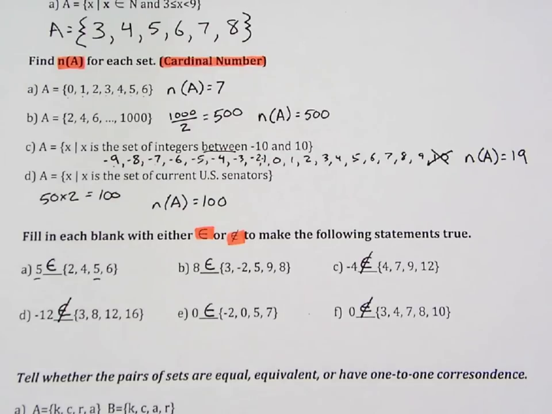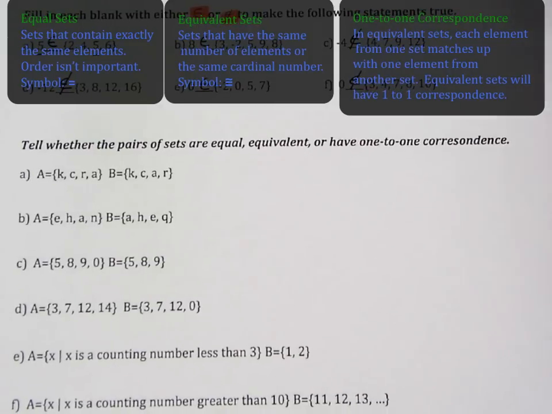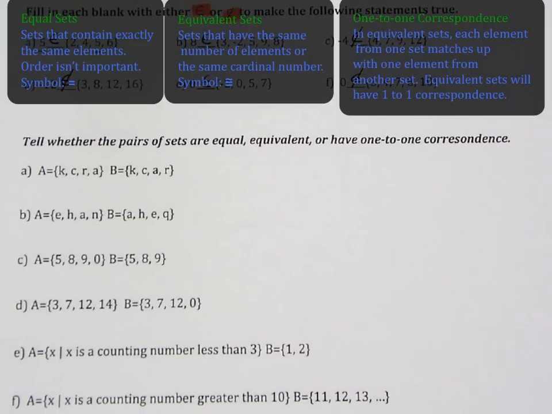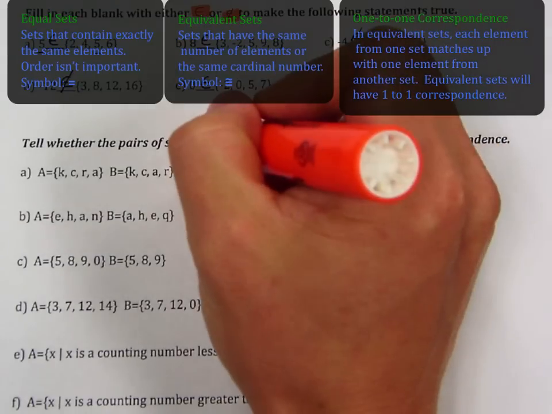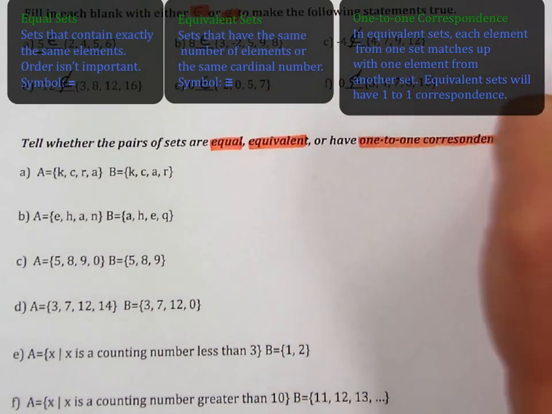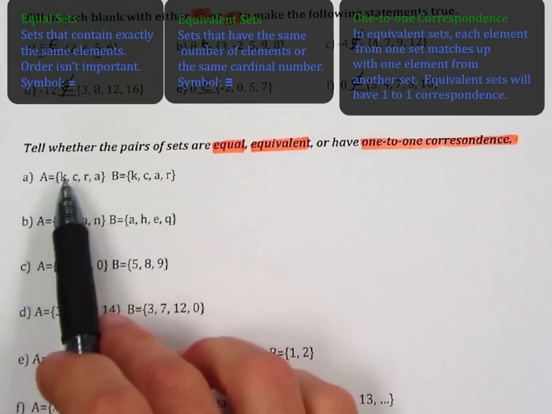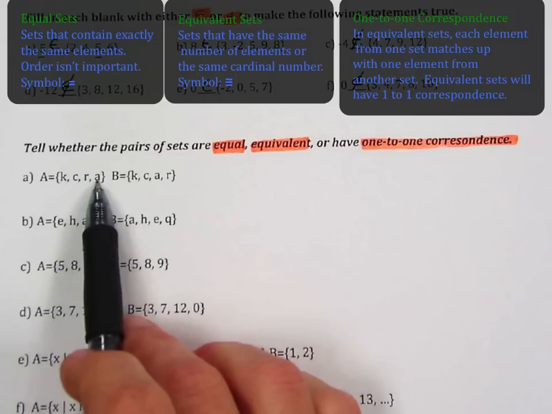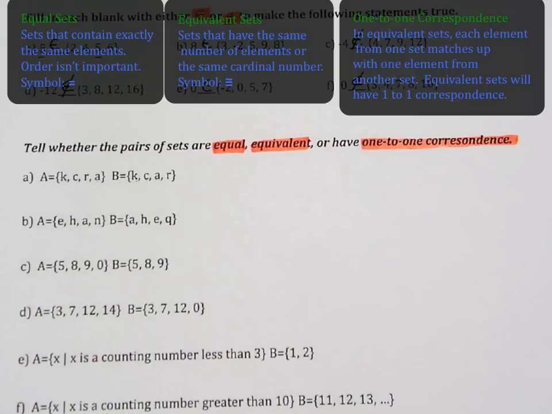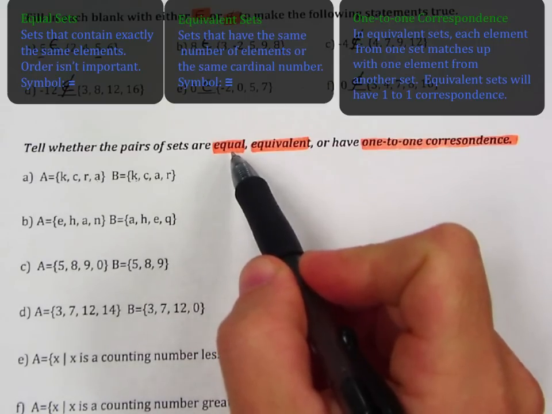All right, moving on. For our last set of examples here, now we're going to be dealing with determining whether sets are equal, equivalent, or have one-to-one correspondence. Now the first set right here, we have A and B, we have K, C, R, and A, and then K, C, A, and R. So for two sets to be equal, they have to have exactly the same elements.